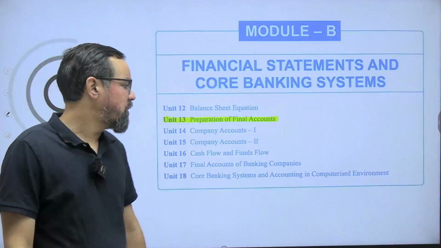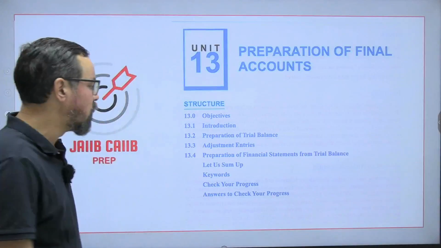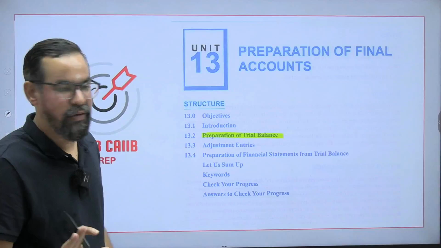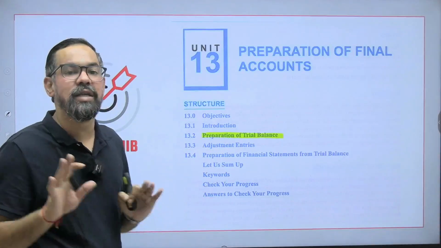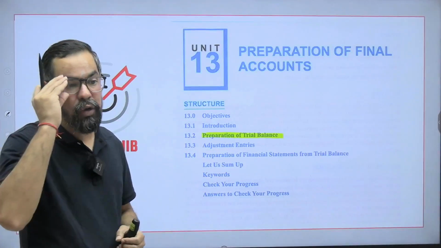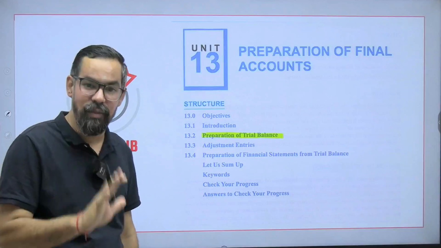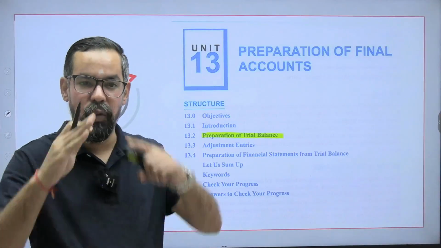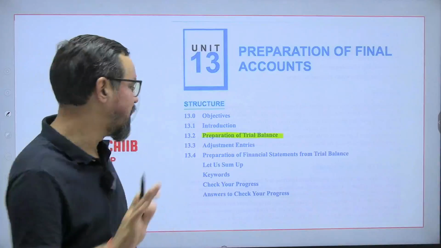So, preparation of final accounts, which includes preparation of trial balance. I hope you guys remember this one because we have already discussed it in our module A. Module A, unit 5 was all about trial balance, that is gross, net, and compound. I hope you remember that format also. I'll give you an idea.